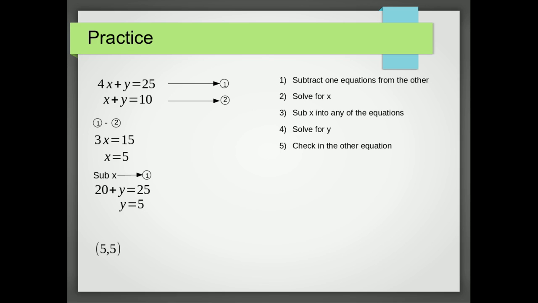We substitute it back into one of the equations. I've got into equation 1, but equation 2 is probably easier. So 4x's, well, instead of 4x's, it's 4 5's, which is 20. So 20 plus y is 25, so y is 5.